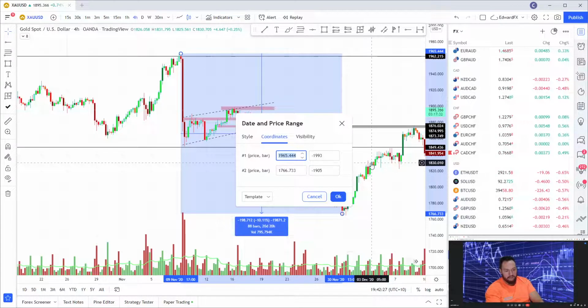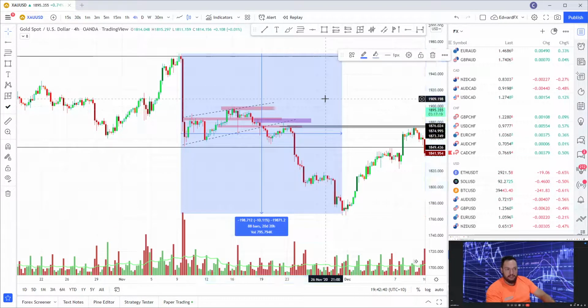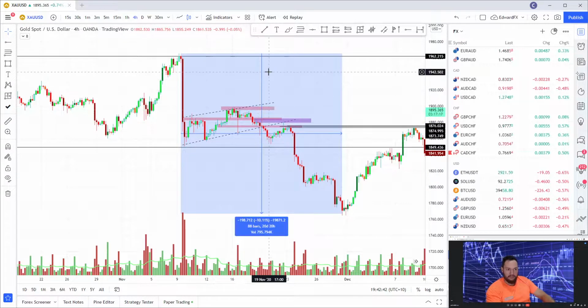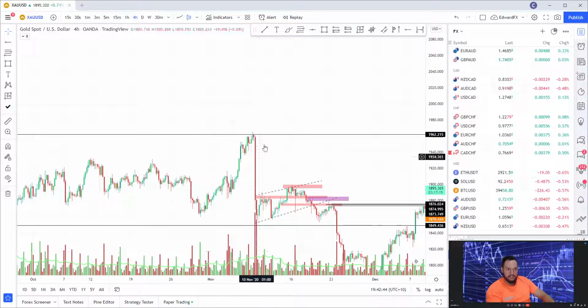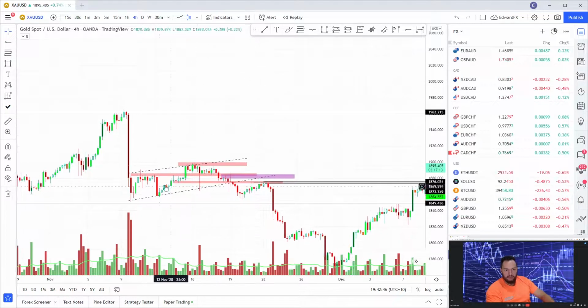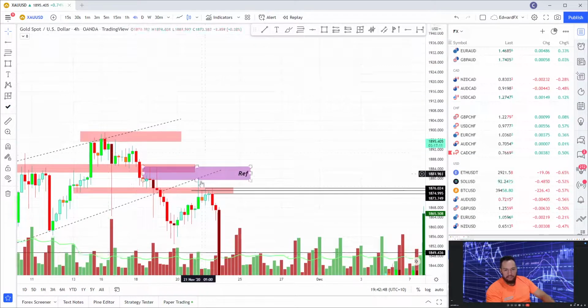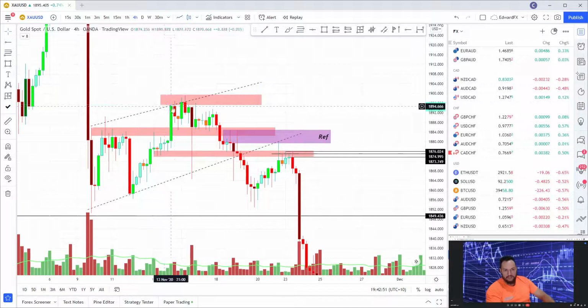from 1766.733 to 965.444, you would have made just under 200,000 US dollars on this one trade alone. So it's important to know your zones, your levels of rejection, levels of support, the break of support, the break of rejection areas, and stuff like that.